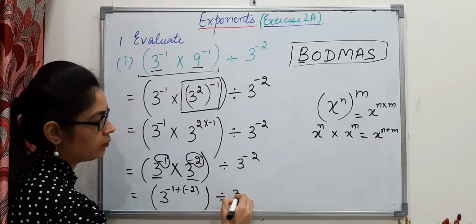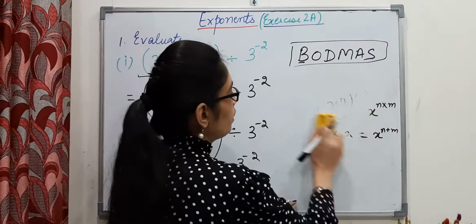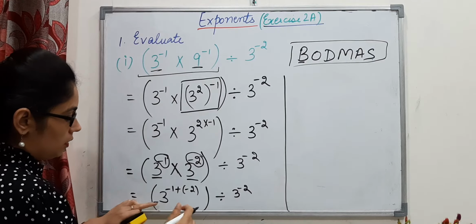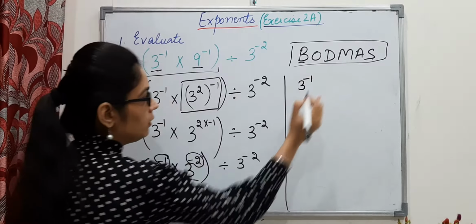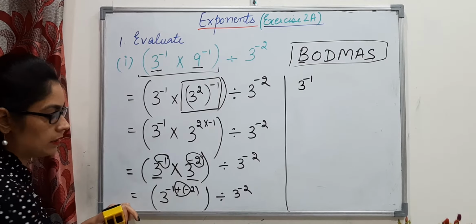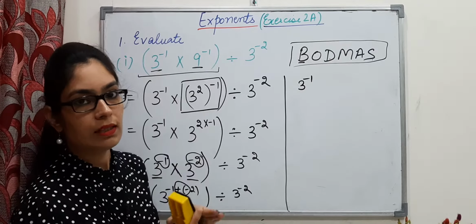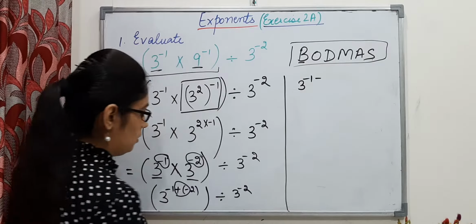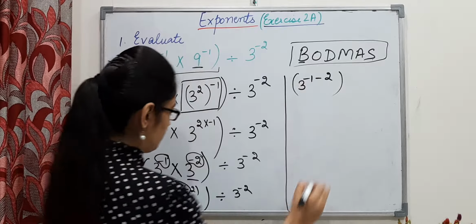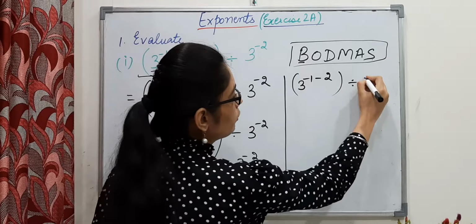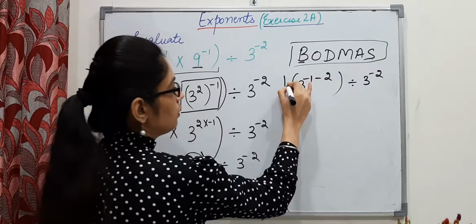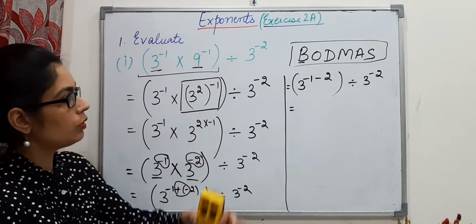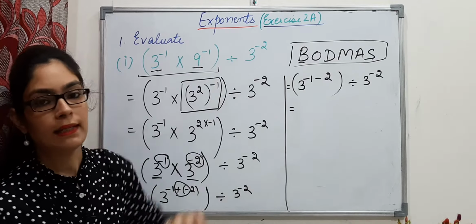Divided by 3 to the power minus 2. Now we can just solve this. 3 to the power minus 1. See, these two signs are together, plus minus. Whenever two signs are together we have to make them a single sign. So plus minus is minus: minus 2. We close this bracket, divided by 3 to the power minus 2. Minus 1 plus minus is minus 2. Same thing I have written here, minus 1 minus 2.